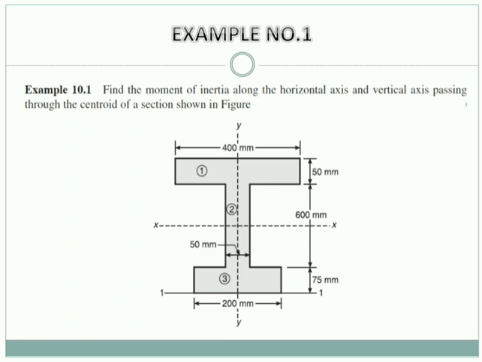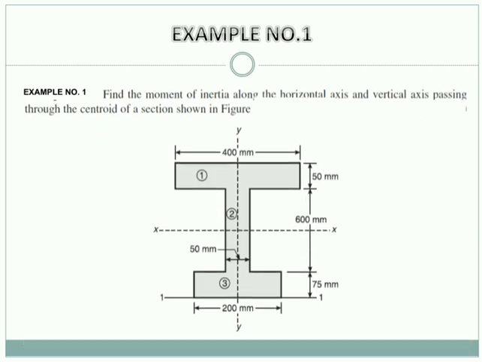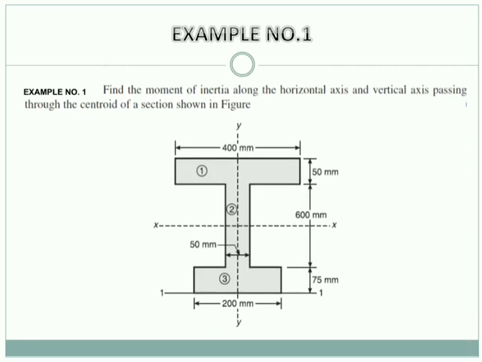So here we have a simple I section. The given problem is: find the moment of inertia along the horizontal axis and vertical axis passing through the centroid of the section, as shown in the figure. When you look at the figure, they have asked us for the moment of inertia about which axis? X axis and Y axis, the centroidal X axis and centroidal Y axis. Next, in the figure at the bottom, axis 1-1 is given, which becomes our reference axis.